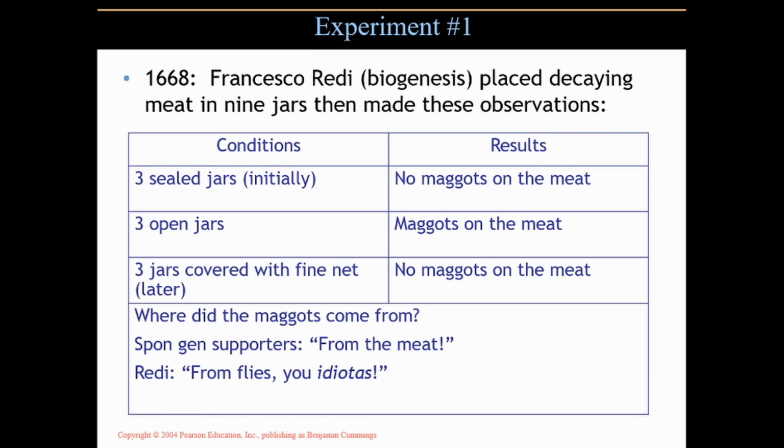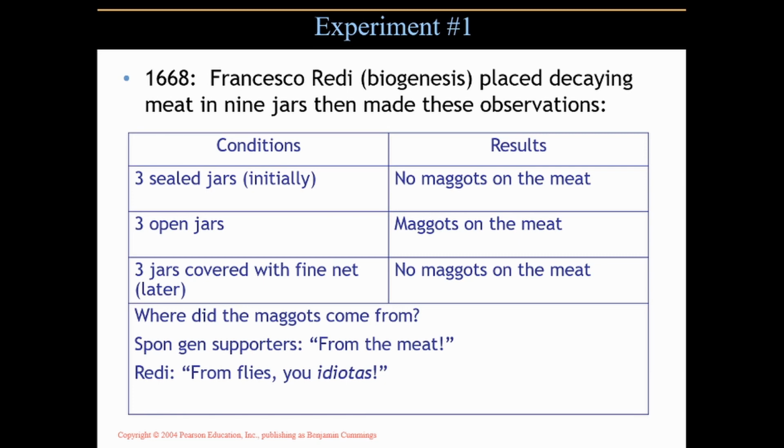So where did the maggots come from? Spawn gen supporters said from the meat. Redi would have said from flies, you idiotas. And of course he was Italian, and so that's why he would call them idiotas. So this was the first experiment that delved into the idea of disproving spawn gen. And it was successful, and it worked.